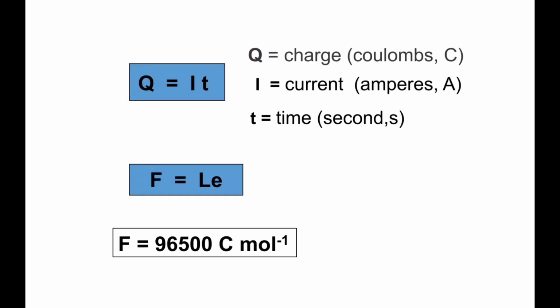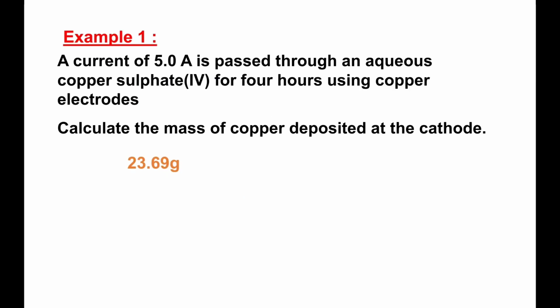So my dear students, as a conclusion, here are the equations that we discussed just now, and we are going to use these equations to answer the question in example 1. A current of 5 ampere is passed through an aqueous copper sulfate for 4 hours using copper electrodes. Calculate the mass of copper deposited at the cathode.